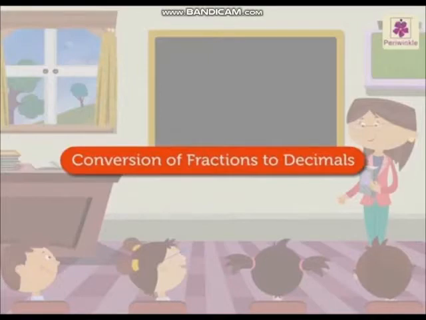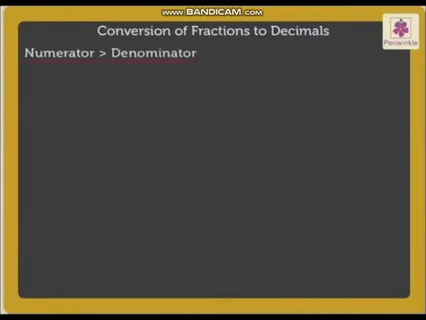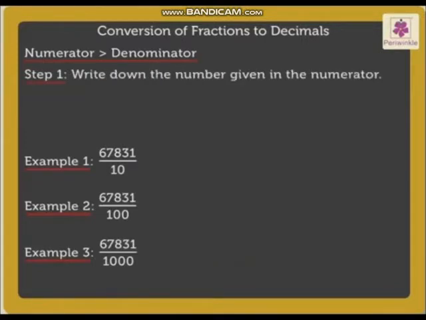Now children, let's understand conversion of fractions to decimals. First of all, we are going to convert those fractions in which numerator is greater than denominator. For example, I have taken one number over here, 67,831 and I am dividing it by 10, 100 and 1000. So step number 1 is write down the number given in the numerator. So numerator number is 67,831 that we are going to write.